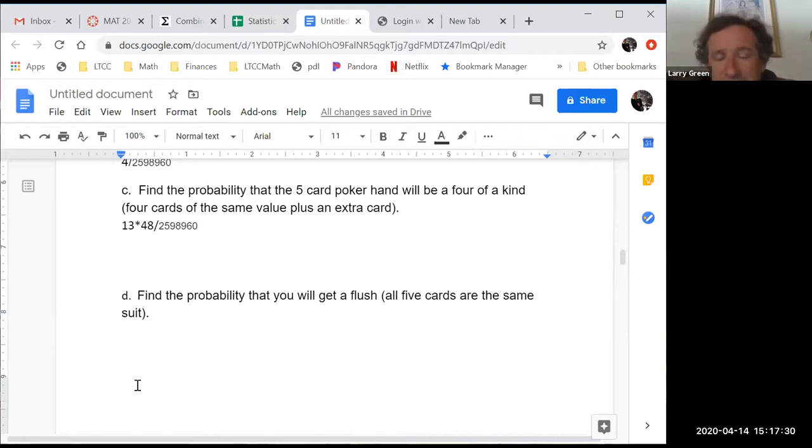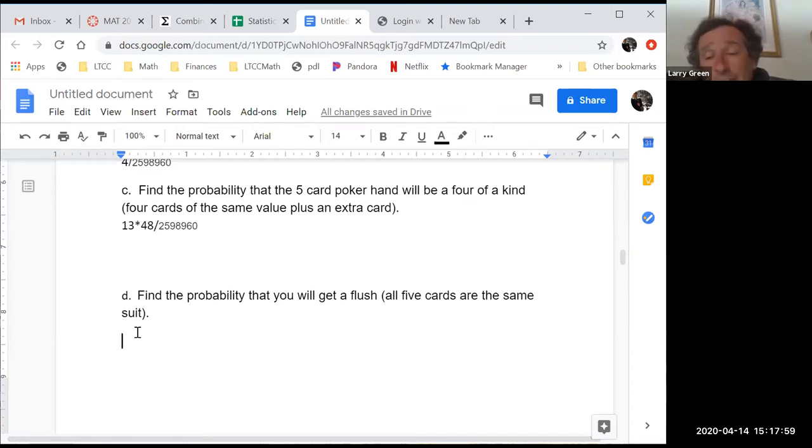How about a flush? Flush means you get all the same suit. Okay, that's a tough one. So let's get the probability of a flush. The denominator should be the same. That's that 2.5 million-ish thing. The numerator is a little harder. By the way, what's more common, a flush or a 4 of a kind? Anyone know? Okay, again, you're not expected to know this for sure, but probably a flush.